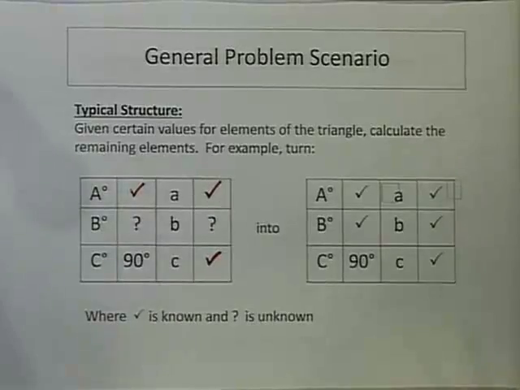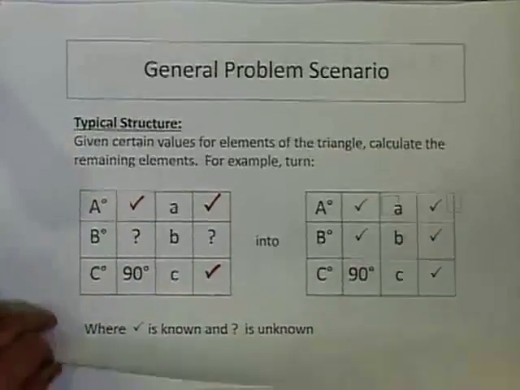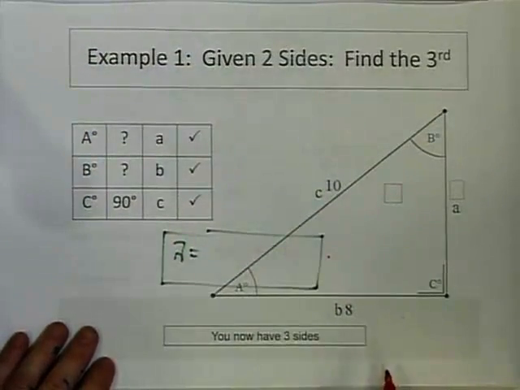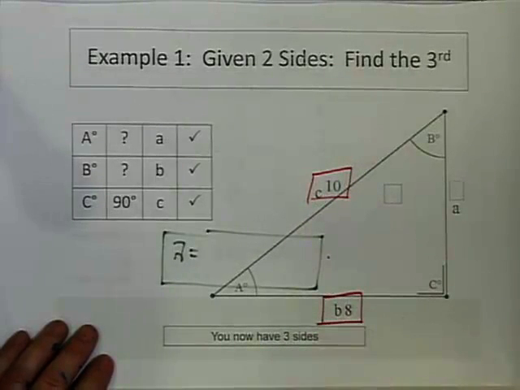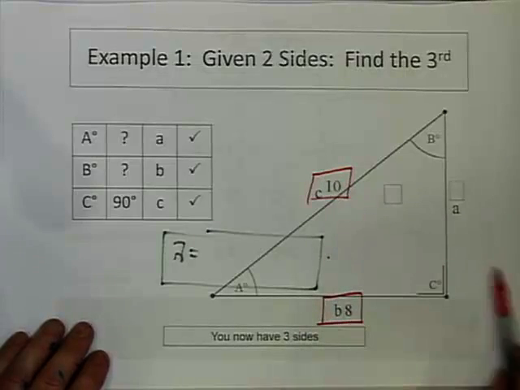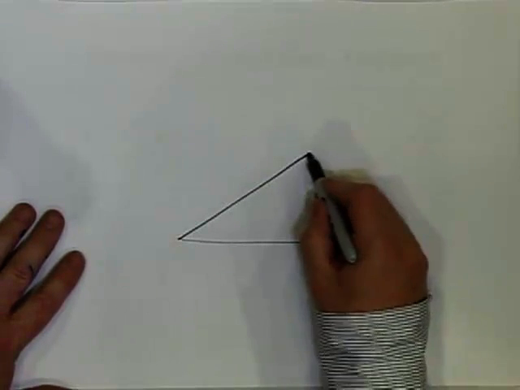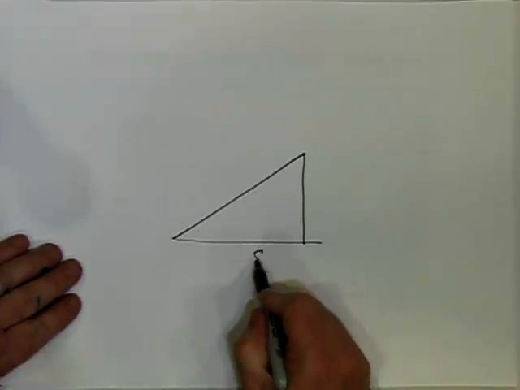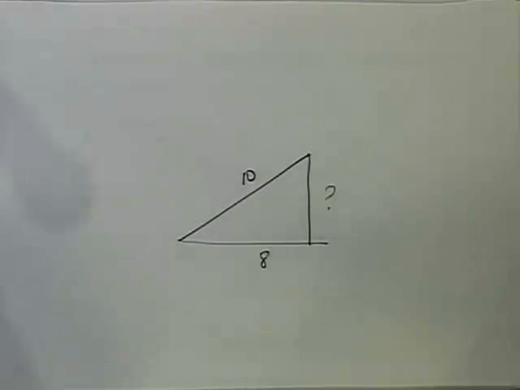Okay, so we're going to use this general problem scenario where we're going to try and fill in the grid each time. So the first question is, you're given 2 sides and you're asked to find the 3rd. So that's 10 and that's 8. How do we actually find out what the answer is? So you've got a triangle now. One is 8, and the other is 10. What's this one here?